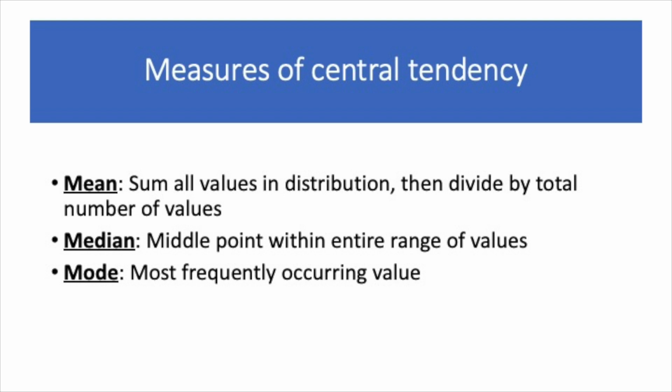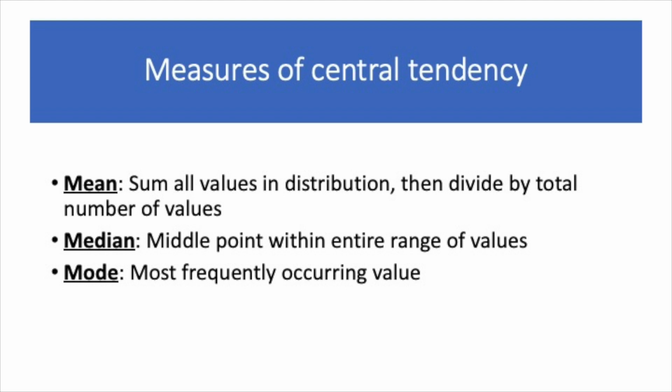There are 3 basic measures of central tendency that you probably recall from some time in grade school. The first is the mean. In order to calculate the mean, we're going to sum all values in our distribution, all the values in our sample for a particular variable, and then we're going to divide by the total number of values that we have, or the total number of participants with valid responses for that question. Okay, so that's the mean.